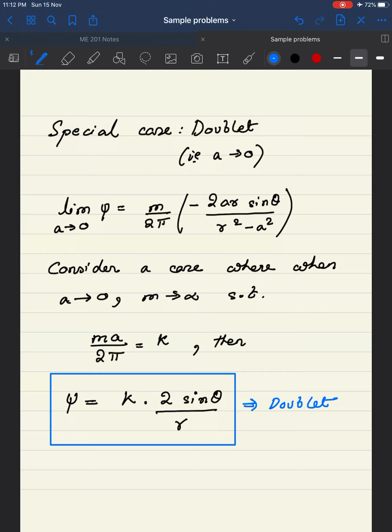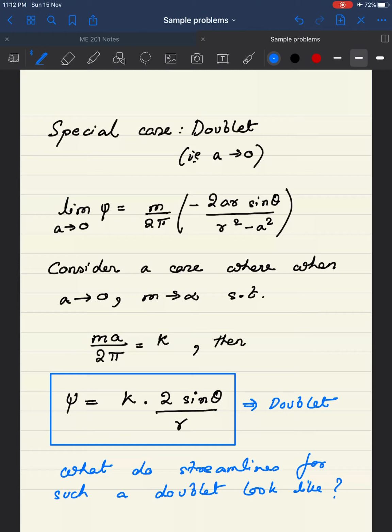And so this is a question I'm going to leave you with. What do streamlines for such a doublet look like? This is something you can easily use MATLAB to plot and check for yourself how the streamlines look like. So please do that and check for yourself. Okay, so I'm going to stop here. Thanks.